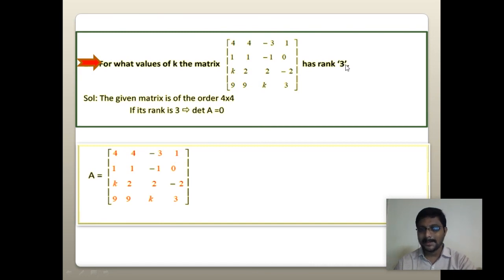So here we are using the hint, that is the main definition. Suppose the rank of A is R, then the (R plus 1)th order minor will be 0. Here the rank of A is 3, which means the 4th order minor will be 0. We are using this condition to get the values for k.